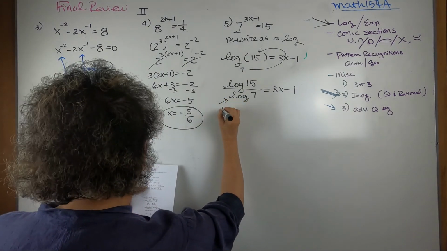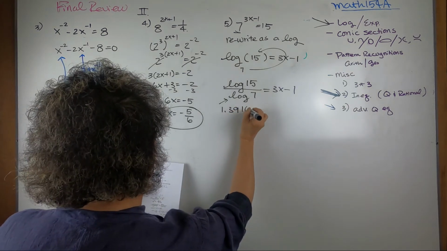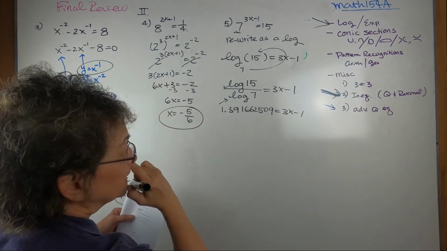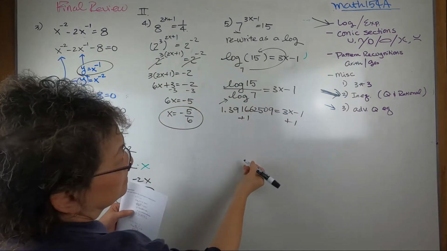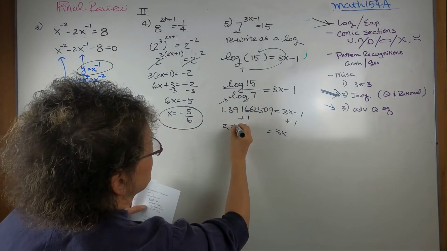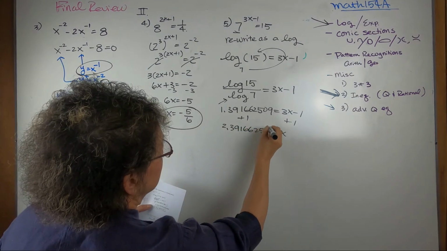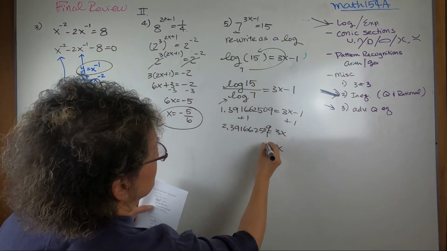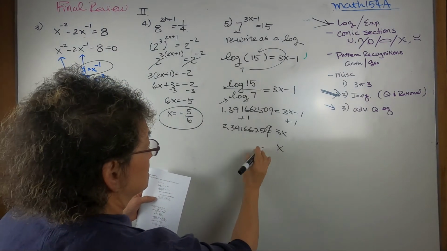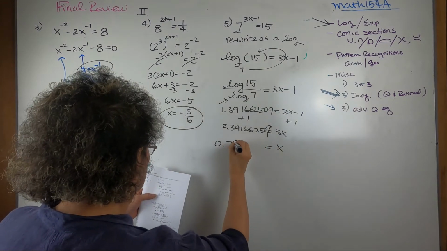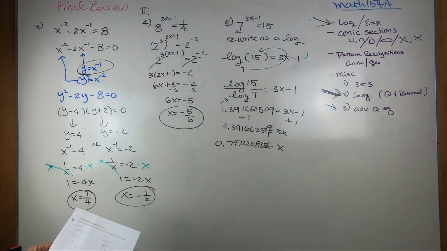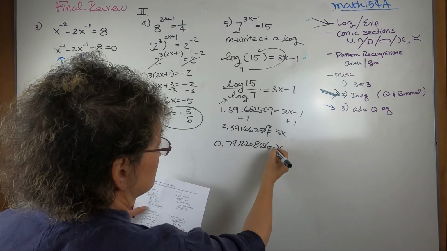On your calculator, that would be 31662. Okay, just use as many digits as you can. Then you plus 1, right? Then divide by 3. 3x equals 2.39, whatever we have here. Then x is what? You just divide by 3. That would be 0.7972208356. Okay? Then the question was what?